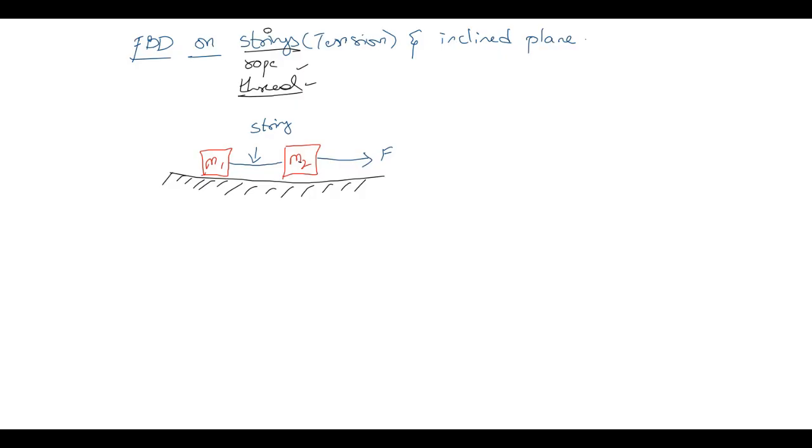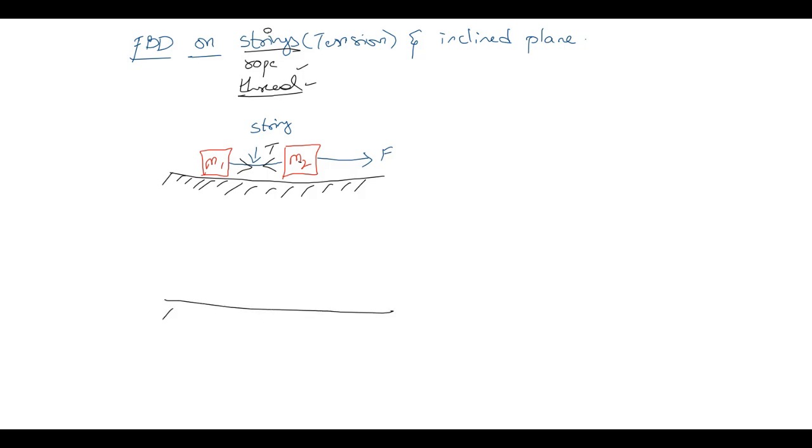In between these two boxes, there will be a tension in the rope. As we are pulling here, this block will pull this block. So there will be tension by this block on this and this block on this. And as the rope is the same, the tension is the same. Okay? As the rope is the same, tension will be the same.